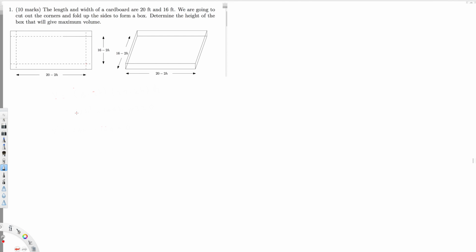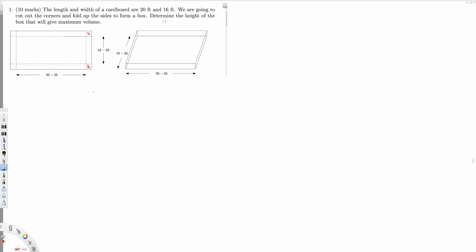We have this question right here, asking: the length and the width of the cardboard are 20 feet. So they are saying the total distance is 20 feet, and 16 feet is the width, right? This is the width, and we are going to cut the corner and fold upside to the box. So they have given this is the cut part, and 60 minus 2 edge. This means these two sides are edge. So this is edge. Let's mention that here. So this is edge and this is going to be edge.